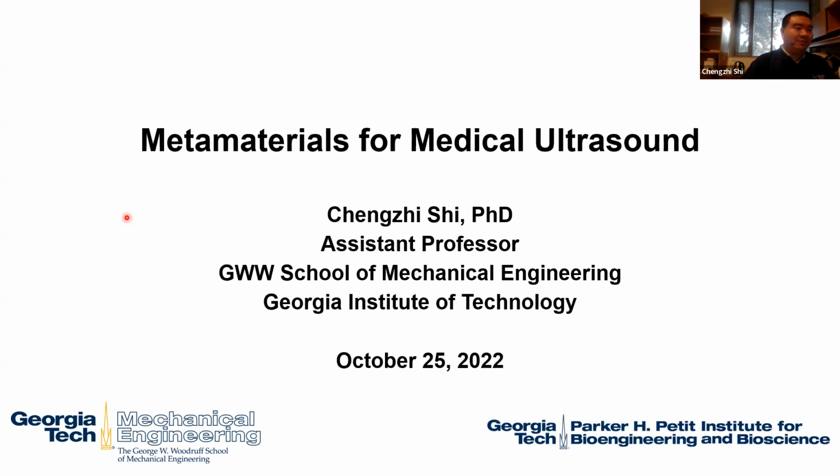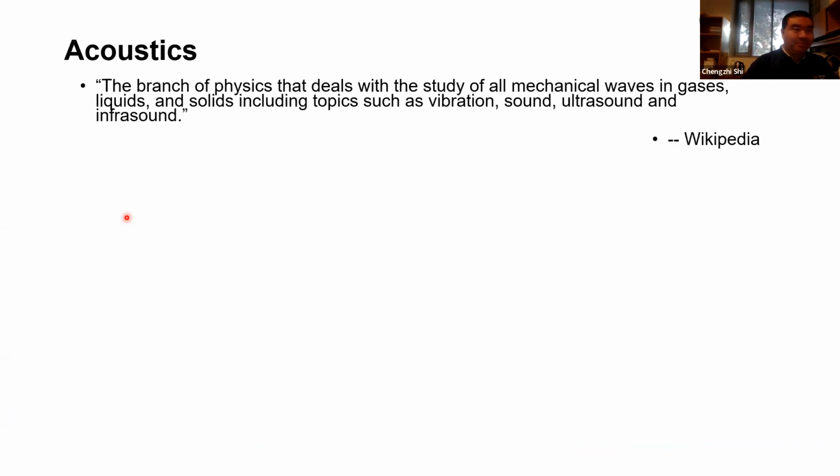Just in case you don't know what acoustics is, Wikipedia actually gives us a very nice definition. Even though a lot of people say you shouldn't trust Wikipedia, at least this definition is correct. Acoustics is a branch of physics that deals with the study of all mechanical waves in gas, liquid, and solid. This includes the propagation of vibration, sound, ultrasound, and infrasound.